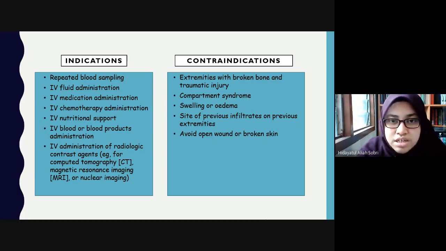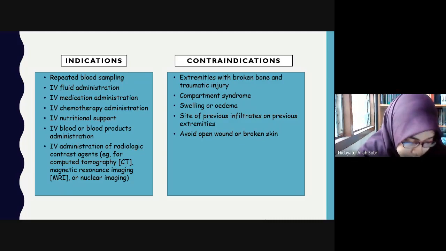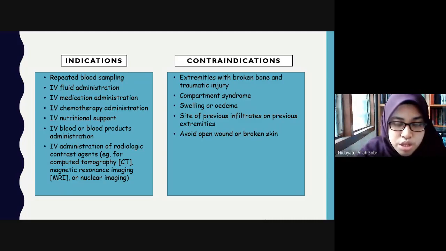So what are the contraindications for IV cannulation? The contraindications are extremities with broken bone and traumatic injury. Next, we have to avoid patients that have compartment syndrome. Compartment syndrome is a painful condition that occurs when the pressure within the muscle builds up to a dangerous level that causes a decrease in blood flow, oxygen, and also nutrition to the muscle.